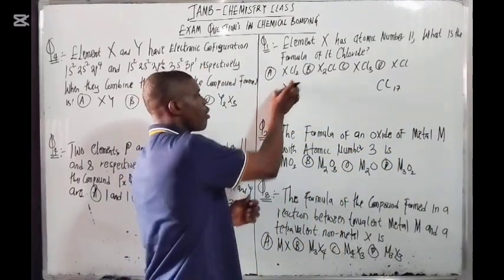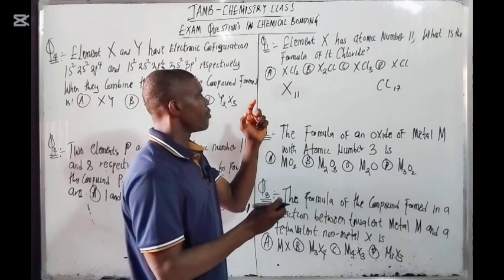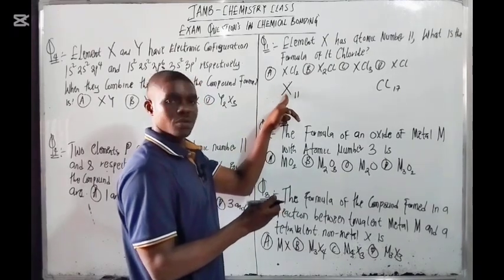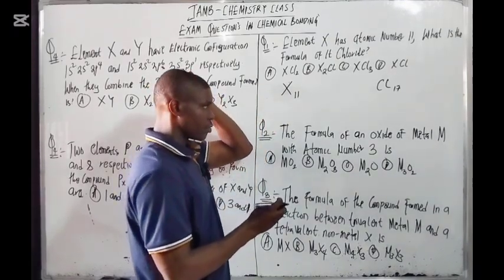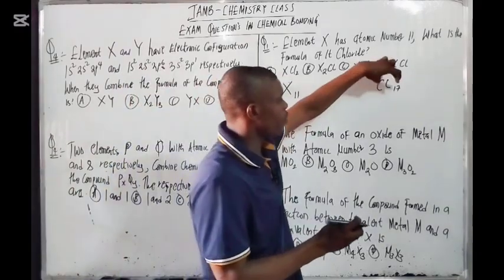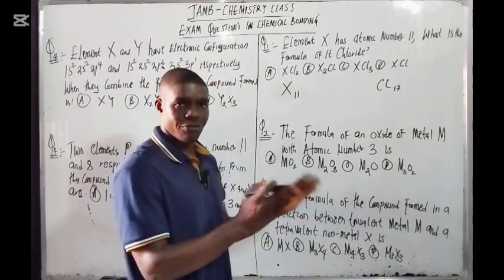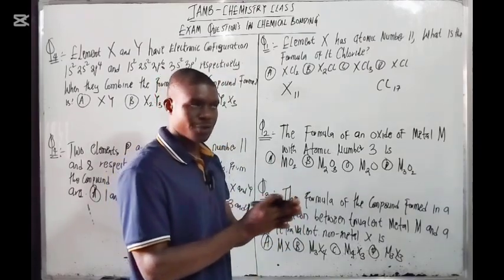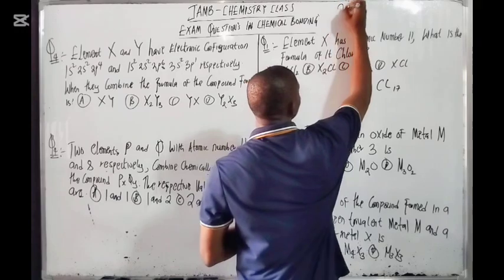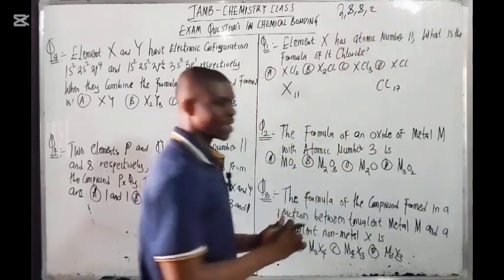So what is the valence electron? What is the combining power of X and what is the combining power of chlorine? Do you understand? Now here I want to use the electronic configuration, which is 2, 8, 8, 2. I believe you understand this.